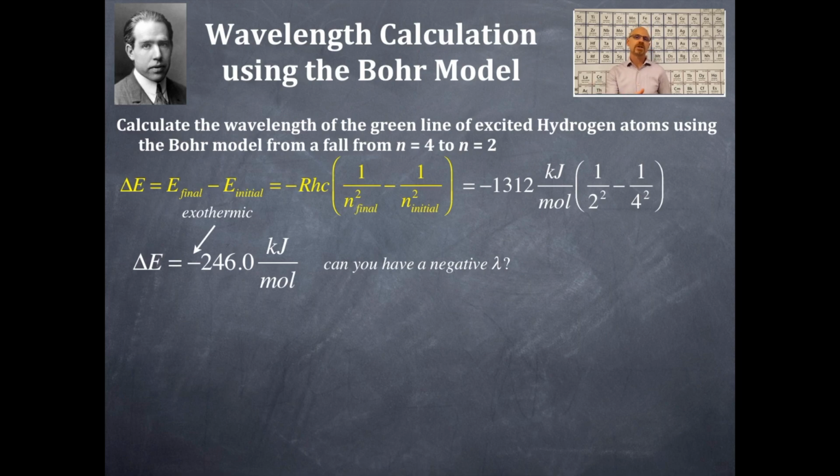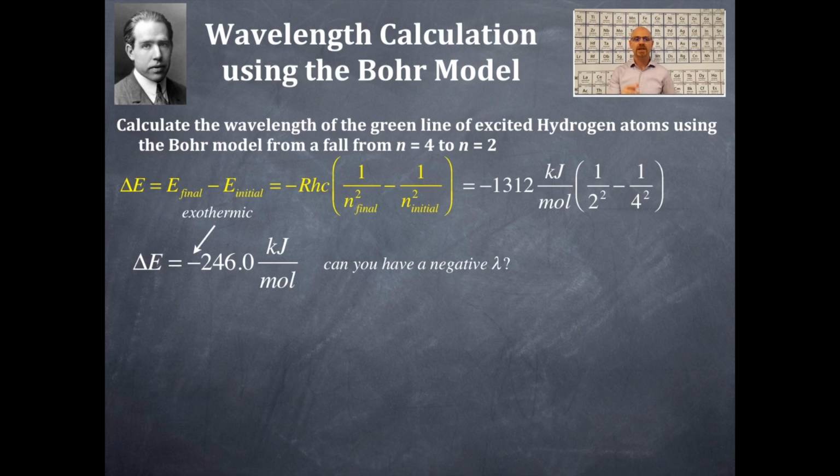Okay, so what we're going to do is get rid of that negative sign, knowing that it is an exothermic reaction. That is, heat is being liberated in the form of light being emitted. And that's the key here. So we're going to get rid of the negative sign because we know that light is being emitted, and that is the energy that's being released.